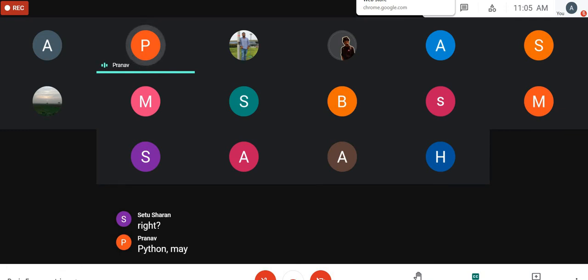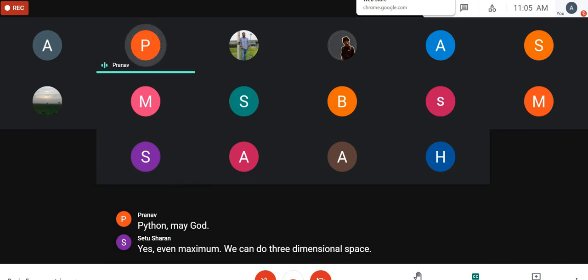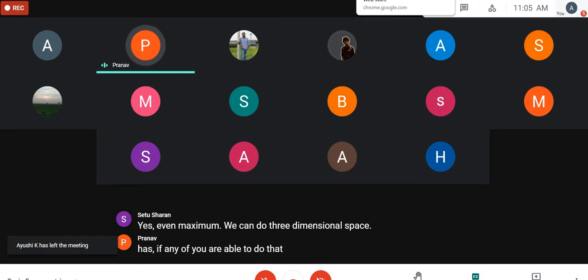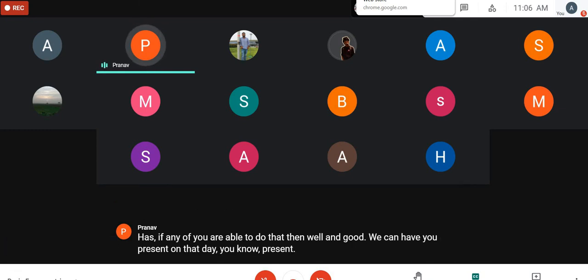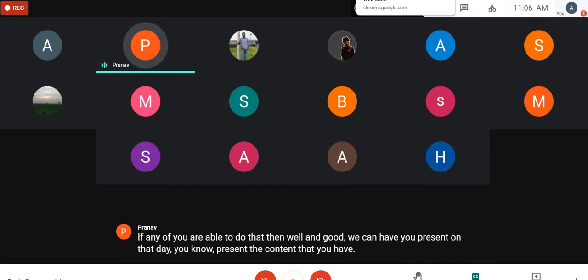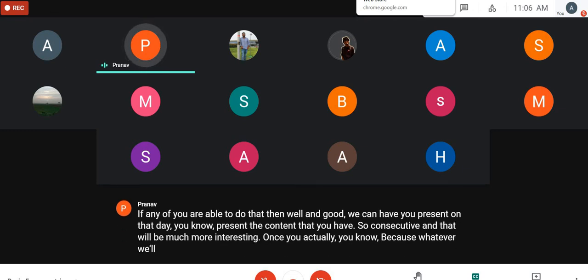It can be made in R also. Yes, even Maxima, we can do 3-dimensional space. So if any of you are able to do that, then well and good. We can have you present on that day. Present the content that you have. That will be much more interesting, because whatever we'll be doing, those are the things that actually software does.